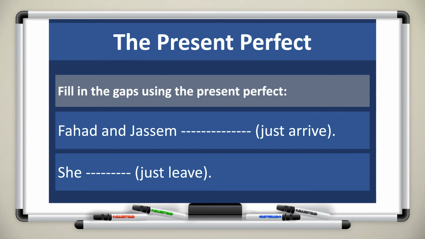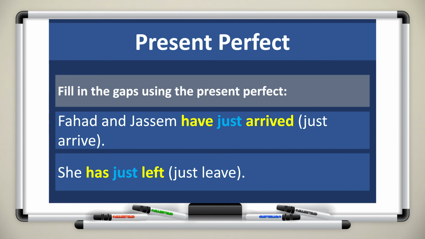Think about it. The first example will go like, Fahad and Jassim have just arrived, and I chose have because there are two, Fahad and Jassim. And you can take a look at this verb now. It's in the past participle because it comes after have. She has just left. The past participle of leave is left. So I said she has just left.